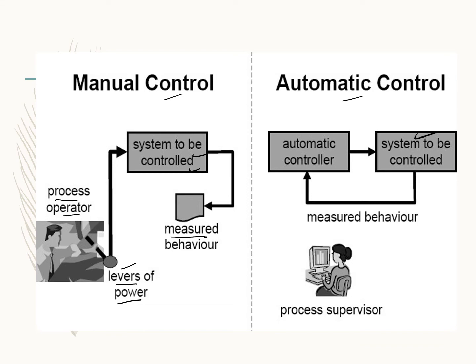In automatic control, same, we have a system to be controlled. The process variables inside the system will be measured by the device, and then the measured value will be sent to the automatic controller, and this system will be linked to the computer, and the process supervisor will just see the trend and monitor based on the trend. If there is a fluctuation of the process variable, the controller itself will take action.